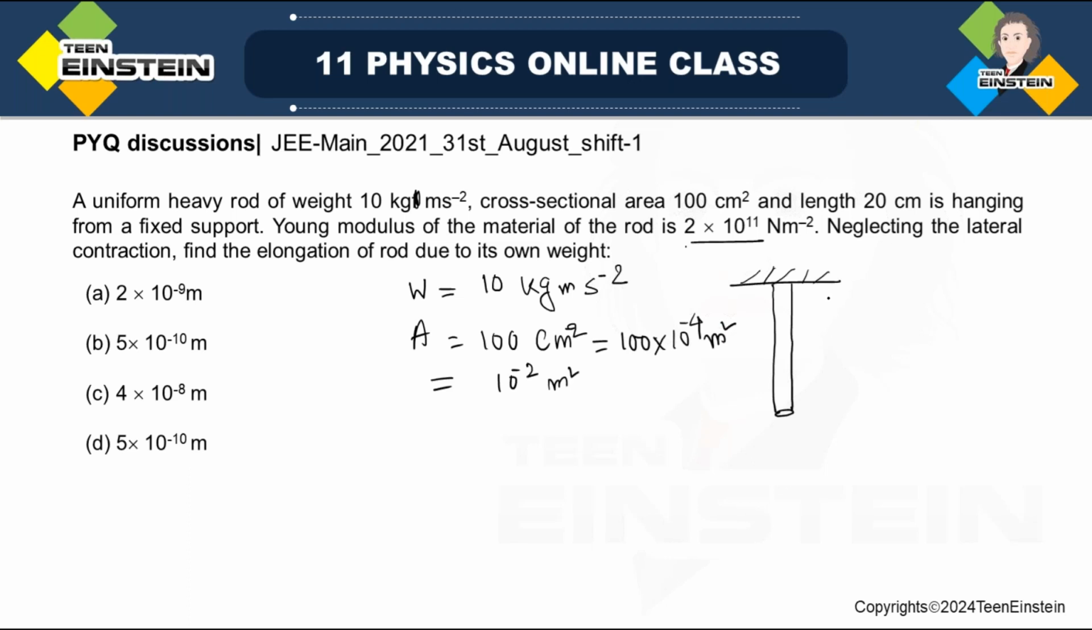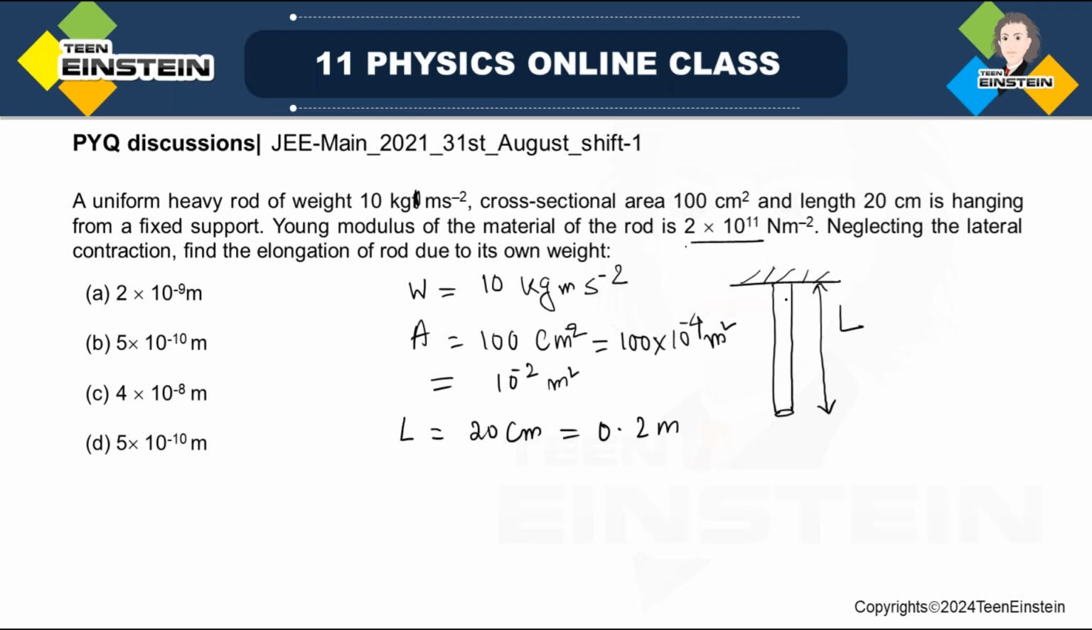And the length, see, original length is L, and that is given as 20 centimeter. If we require, we can find out the length in meter like this. Young modulus is given. You have to neglect the lateral contraction. Then what will be the elongation due to its own weight?